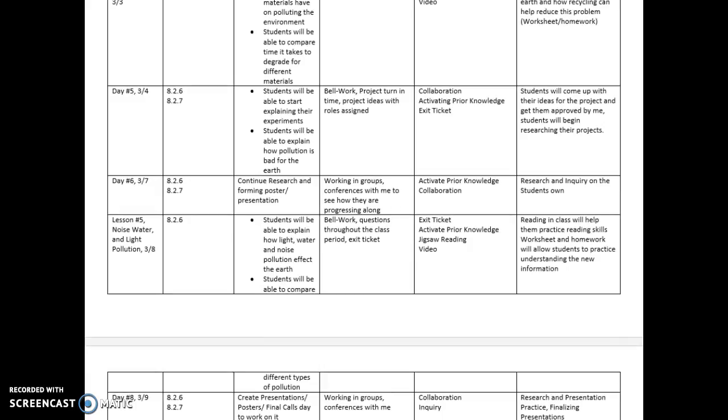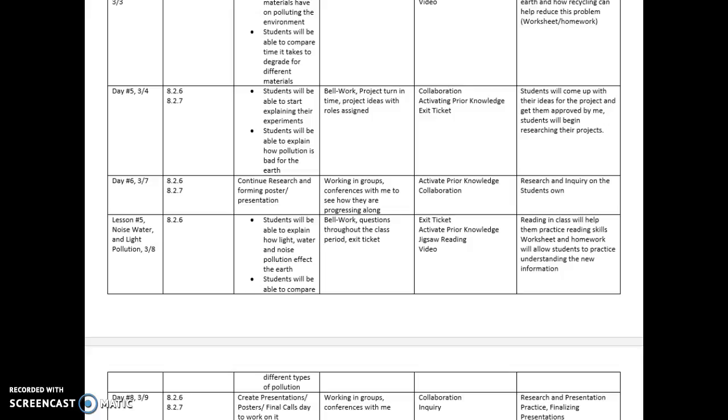They're going to present their idea to me, and then they're going to start coming up with their research and the inquiry of what they're trying to figure out and what they're going to do. So day 6, they're going to continue their research and start forming their ideas. If they're doing the younger grade poster or presentation, they're going to start putting that together and get their information down and start organizing that.